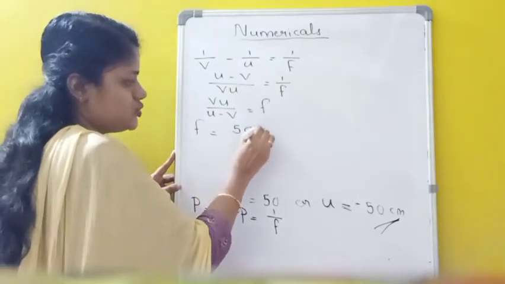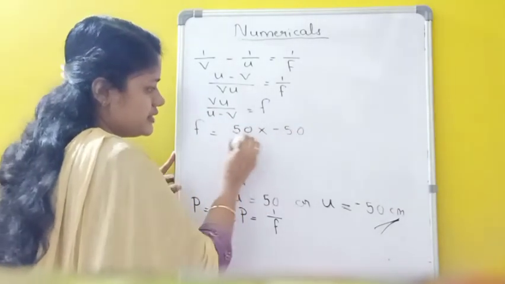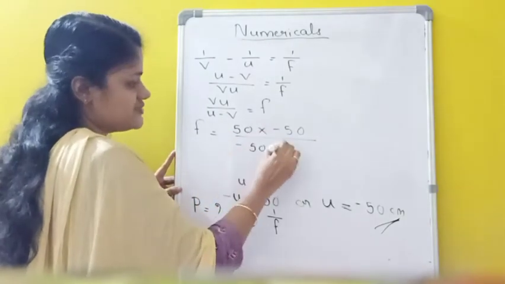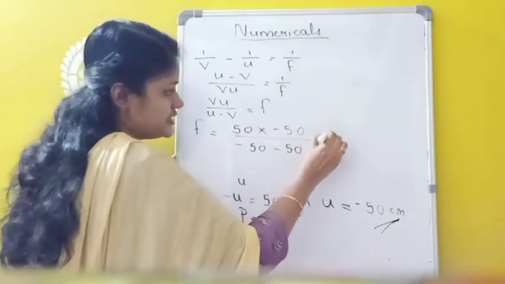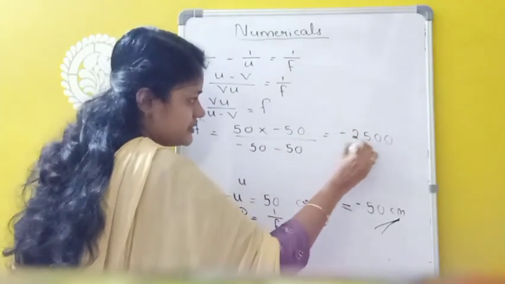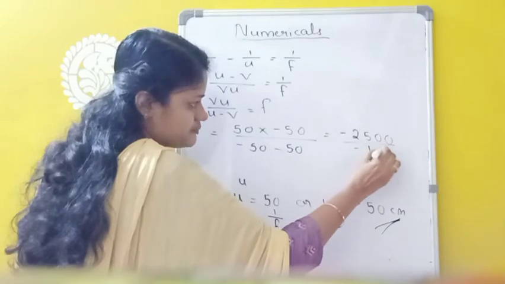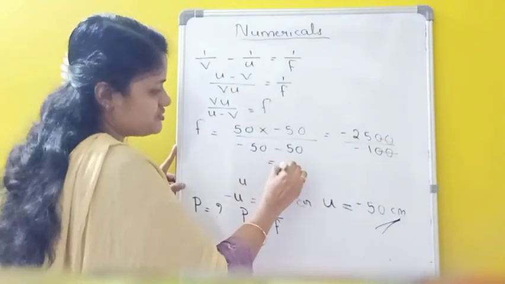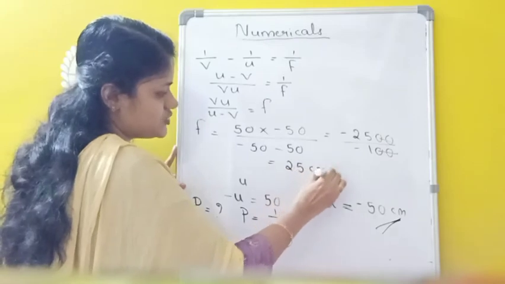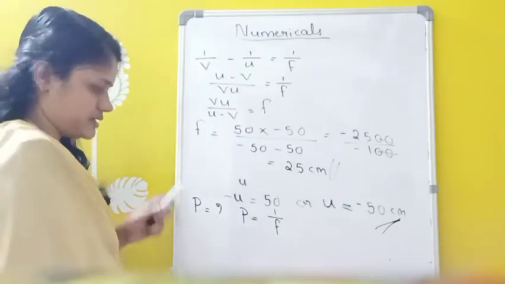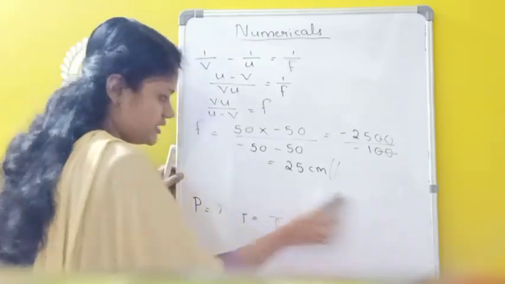50 into U is minus 50, divided by again U is minus 50 minus V is 50. That is equivalent to minus 2500 divided by minus 100. So 0, 0 cancel. Remaining we got how much here? 25 centimeter. So this is the focal length. Now what we have to find out? Power.